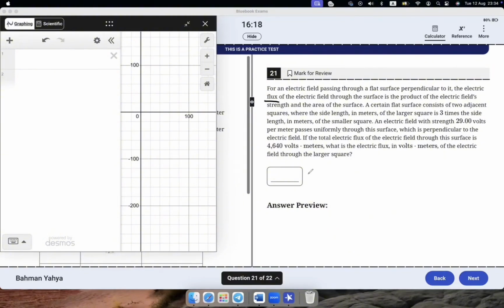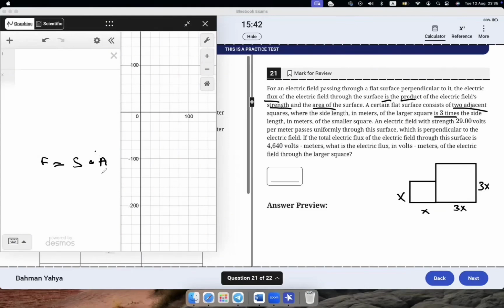Let's translate it. Flux is electric strength S, the product of S multiplied by what? Area. Okay, area of what? The surface consists of two adjacent squares. We have two adjacent squares. The side length of one is 3 times the side length of the other one. Let's just sketch this one. This is one, this is the other one. If this side length is x, this side length will be 3 times greater. Because in the formula we have area, let's go to area. The area of the smaller one is x squared, area of the large one is 9x squared, right?